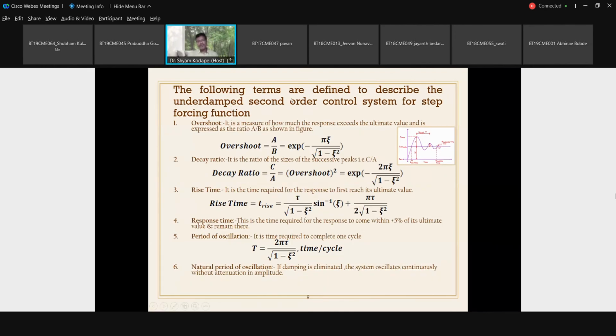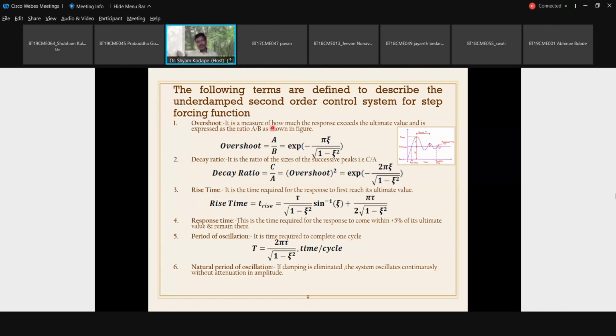The following terms are defined to describe the underdamped second order control system for a step forcing function. Irrespective of any other derivations, we are directly using the equations. Whatever equations you are watching over here, we can derive them, but we don't want to derive them. We will use them as they are.